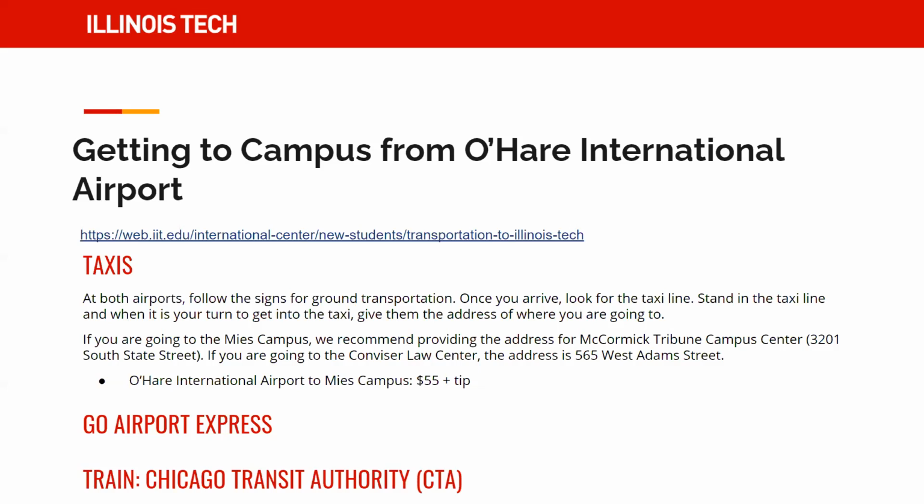It roughly costs about $55, and then you add a tip, which is maybe like $5, so about $60 US. You can also take Go Airport Express, which is a shuttle service, and then the last thing is a train or Chicago Transit Authority, which is the longest way to get there. It's not necessarily as convenient if you have multiple luggages, but it is probably the most economical, which costs less than $5, but it will take the longest.